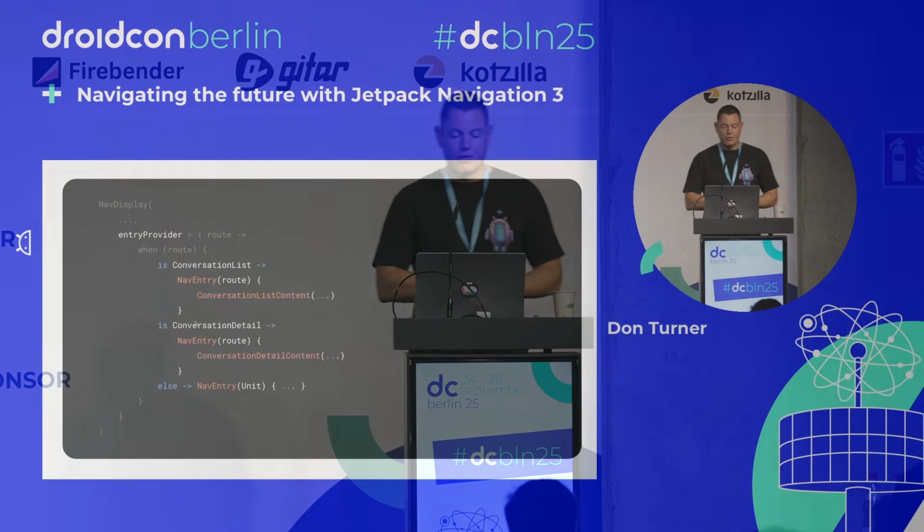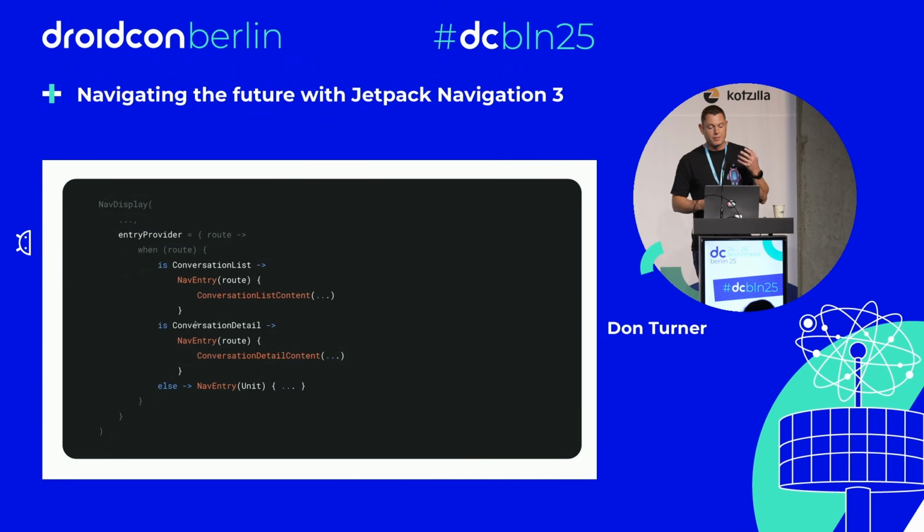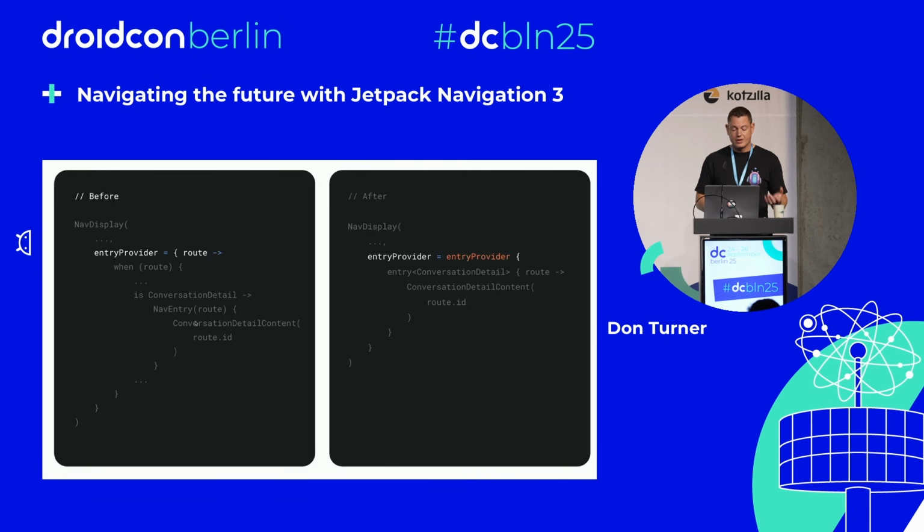So, as I mentioned before, the nav display's trailing lambda is responsible for returning the nav entry associated with a given route. That's why we call it an entry provider. And using a when statement is OK if you're just creating a quick prototype. But if you look at the code, you can see there's a few repetitive tasks here. We have to check the route type each time. And we always have to create a nav entry with that same route. And we always need an else branch. This feels like boilerplate, which is why we created an entry provider DSL.